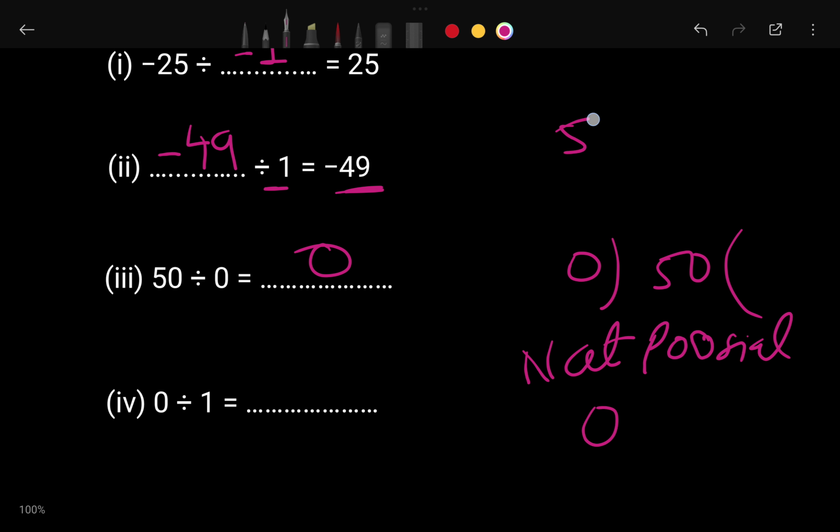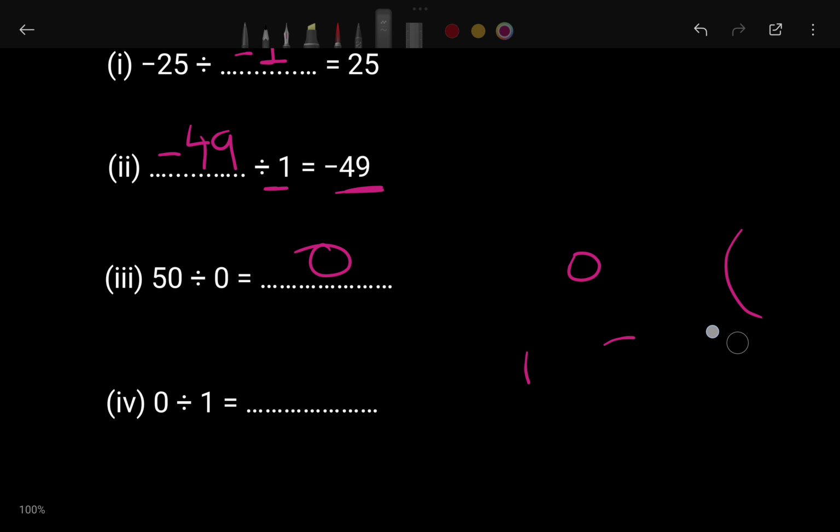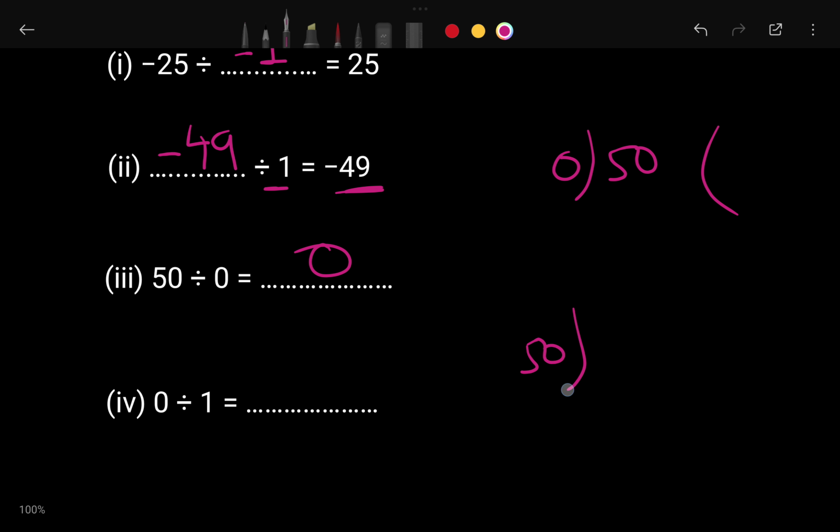But if it is like 50 and 0, what do you think, is it possible or not? Actually there is a lot of confusion about this. If I write two questions here, and if you have a doubt, you can check. If you divide 0 by 50, what is the answer? If you divide 50 by 0, what is your answer? I hope you will understand this. Just give me the answer.